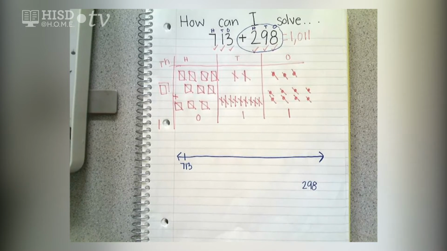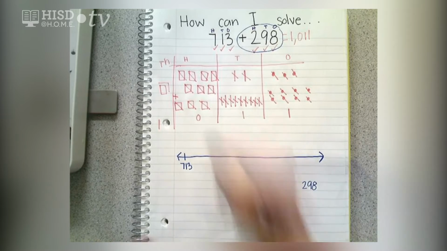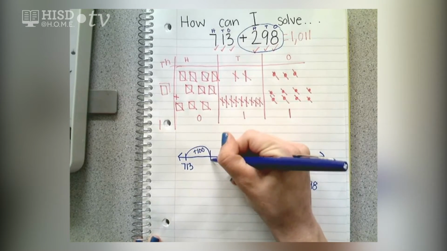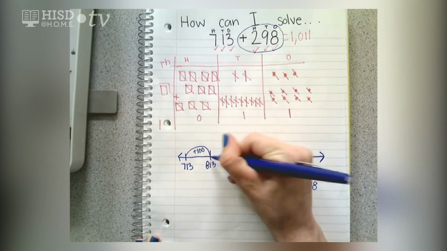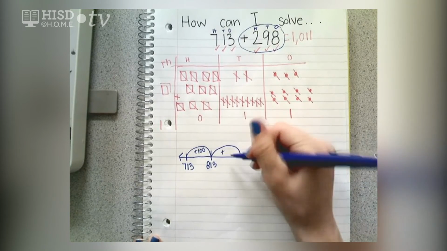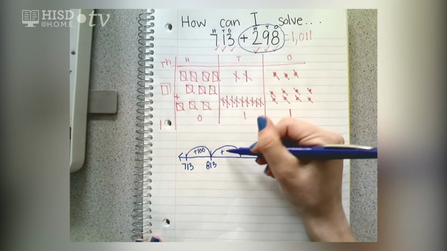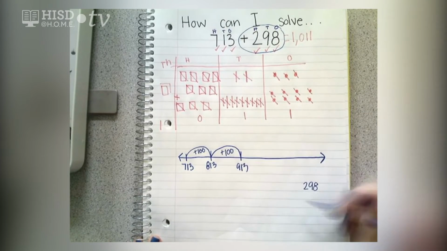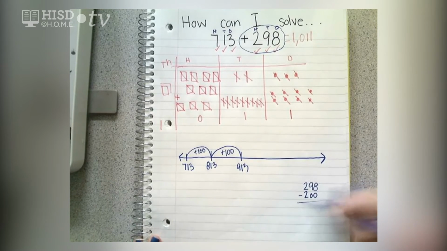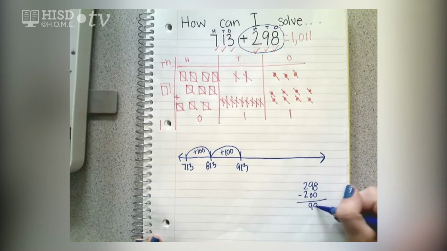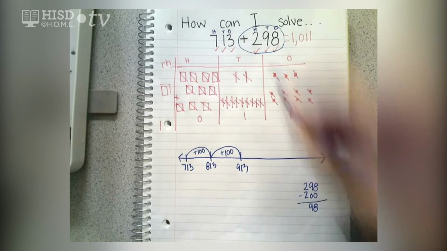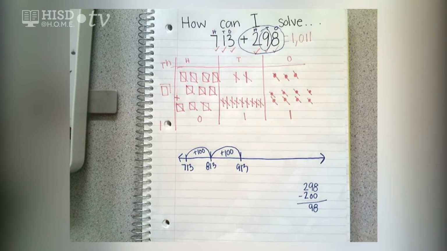I know that 200, well, I can skip count by hundreds pretty easily. I could add 100, plus 100 would be 813, plus 200, right, another 100, be 913. All right, so I can subtract the 200 away that I've done. I know I have 98 left now. Now I could skip count by tens, right? How many tens are in 98? How many tens? I see I have 9 tens.